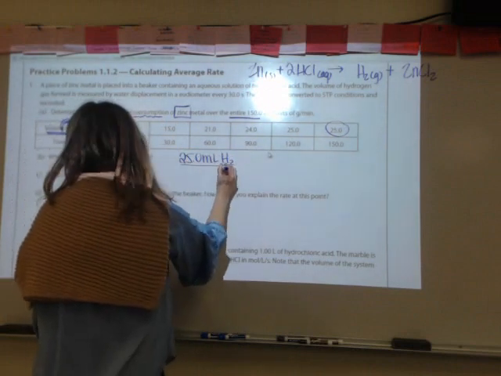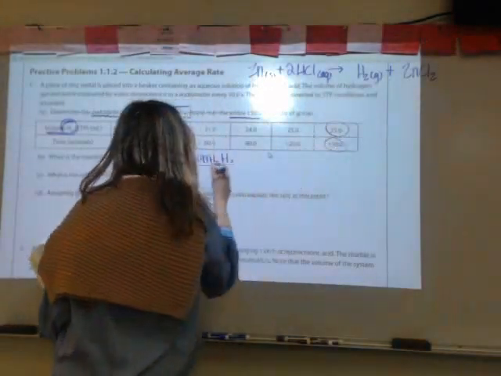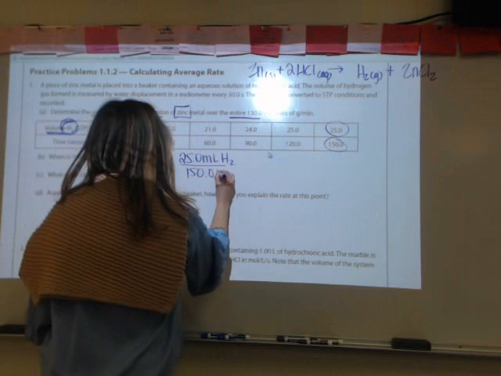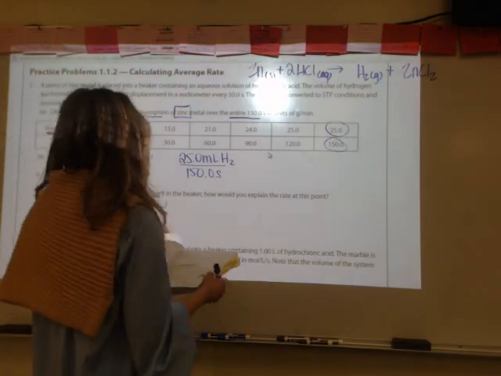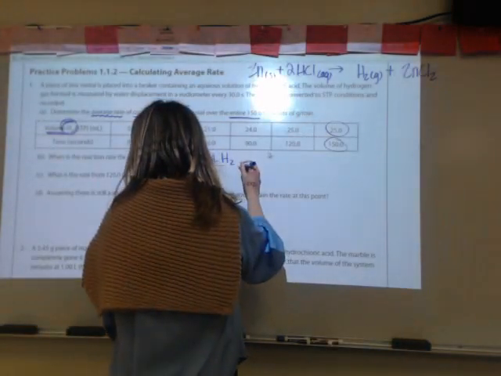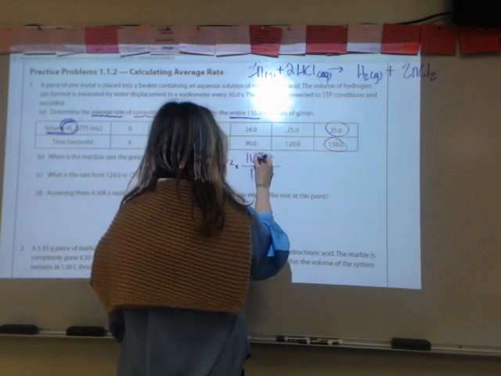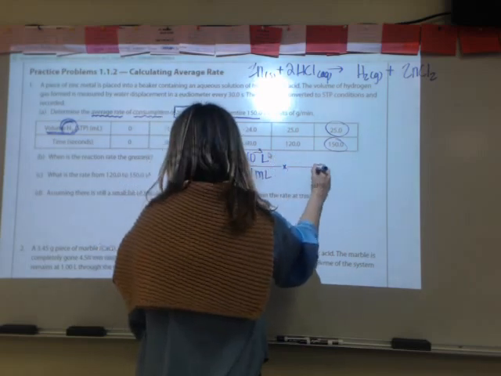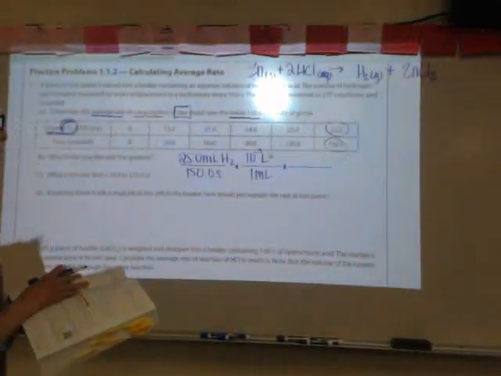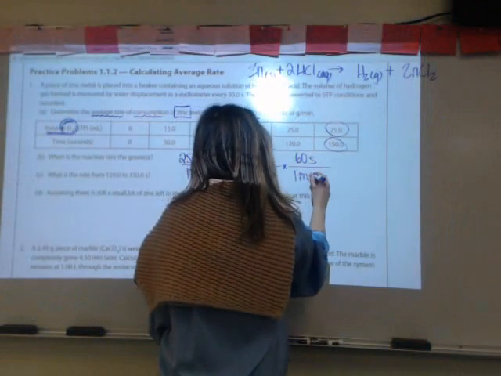And you want to put that over the 150 seconds, that time period here, because that gives you the rate of the hydrogen gas that's being produced. Then what you're going to do is convert a milliliter to liters. And then we've got to also convert to minutes because they want grams per minute. So I'm just going to put 60 seconds in a minute.